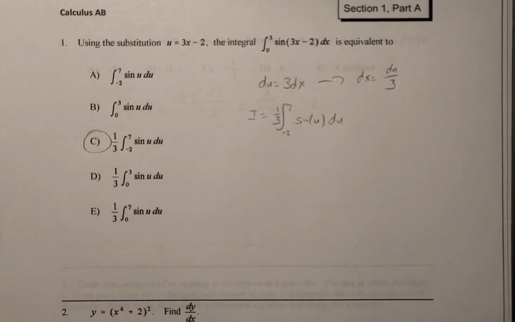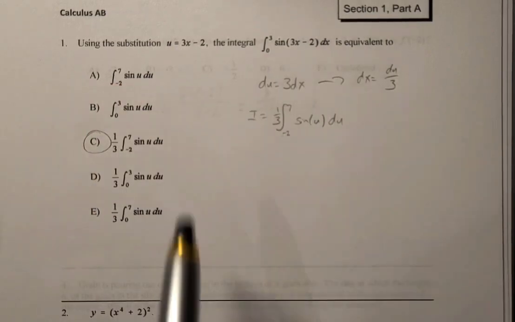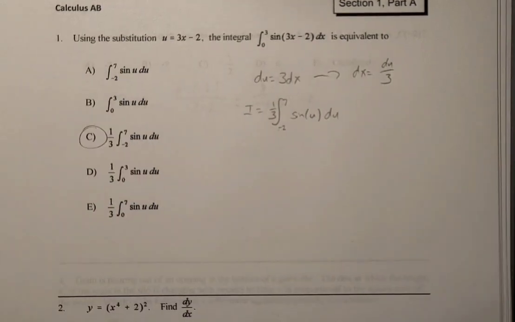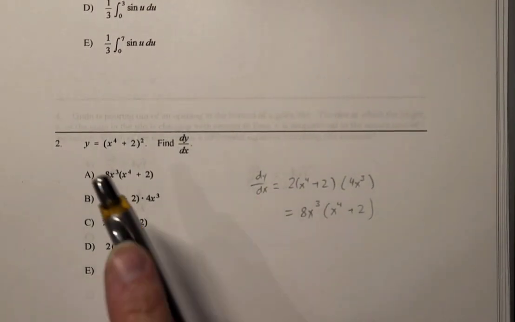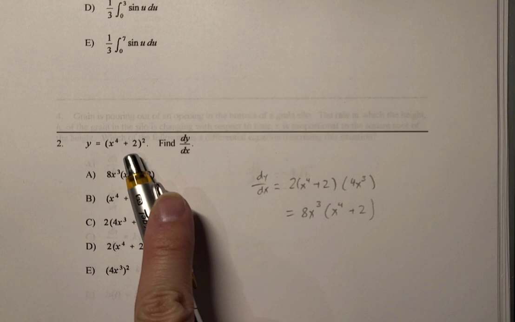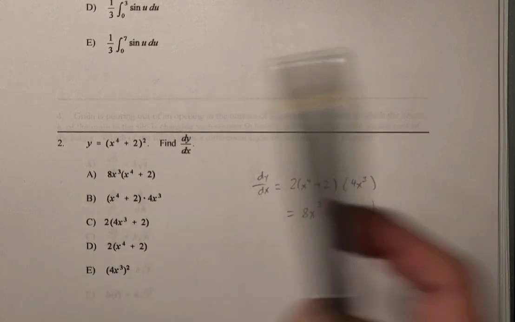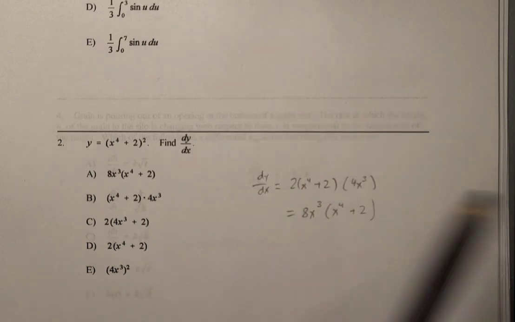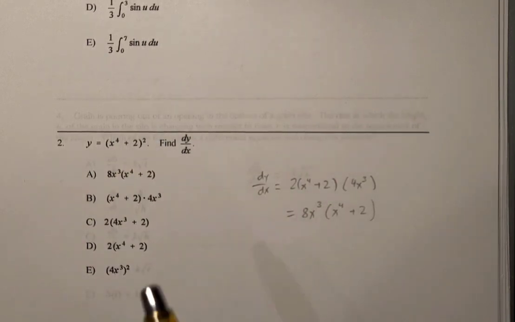Clearly it's not A. It would not be the same if you put it in your calculator. Now next, this is also not right in the key. We have this as y, and we want to find dy/dx. You could expand this all out. It's not a big task because it's only squared, or you can use the chain rule, which is what I did over here.